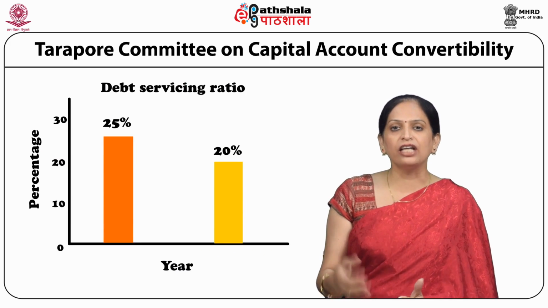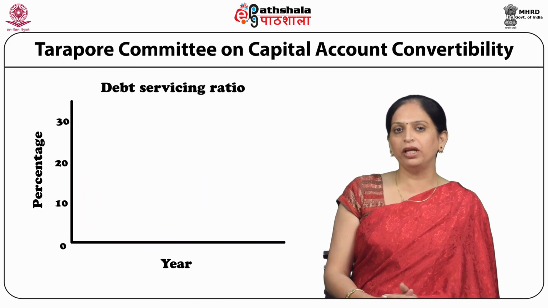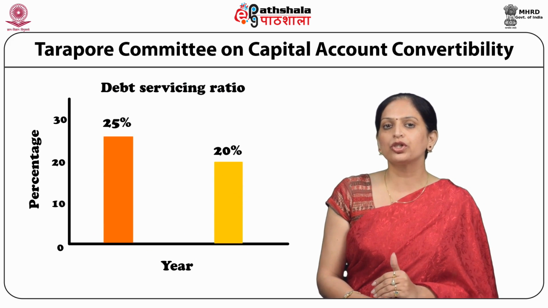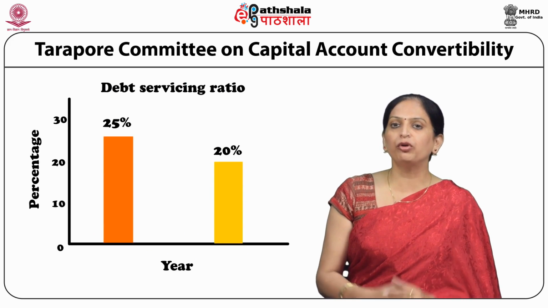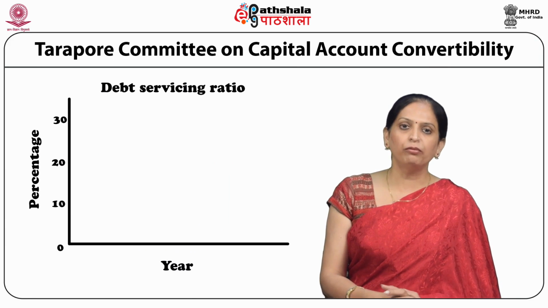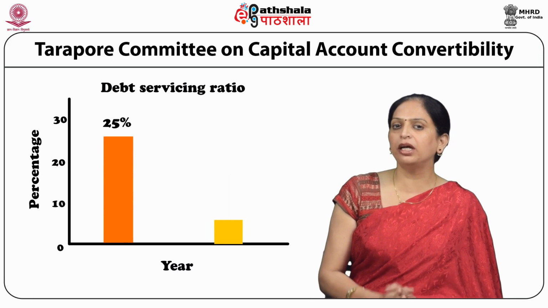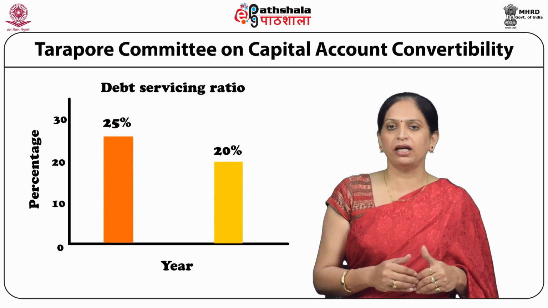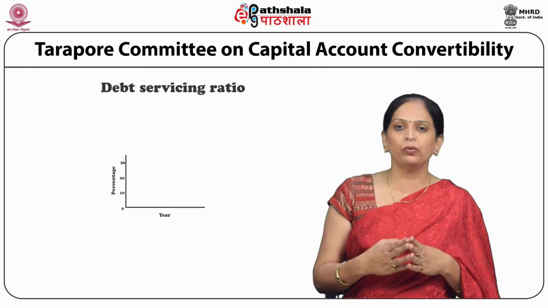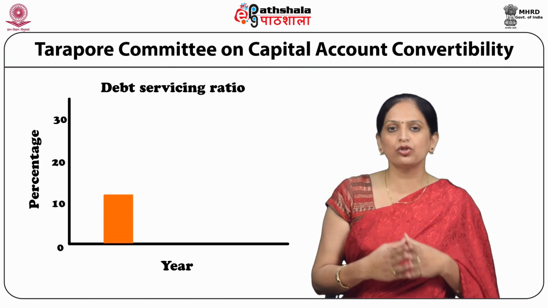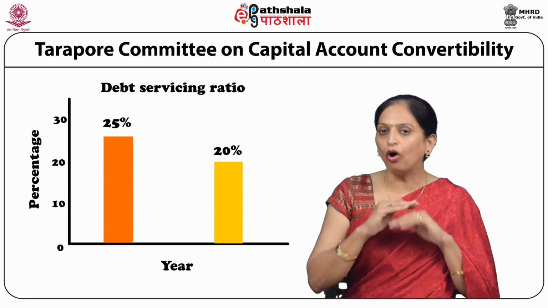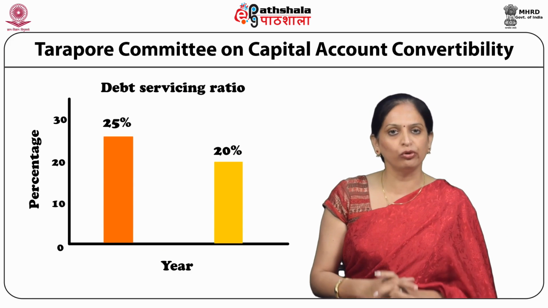Secondly, the size of the current account deficit should be within manageable limits, and the debt service ratio should be gradually reduced from 25% to 20% of the export earnings. Moreover, in order to meet the import and debt service payments, forex reserves should be adequate and should range between $22 billion to $32 billion. And the government should remove all the restrictions on the movement of gold.